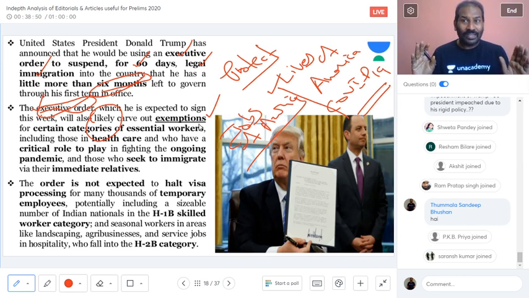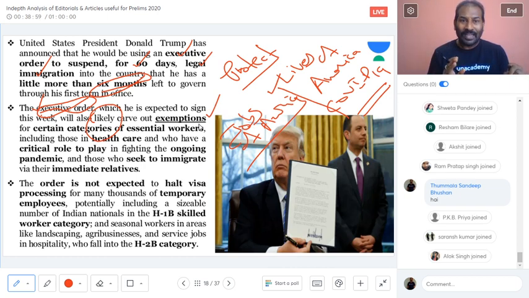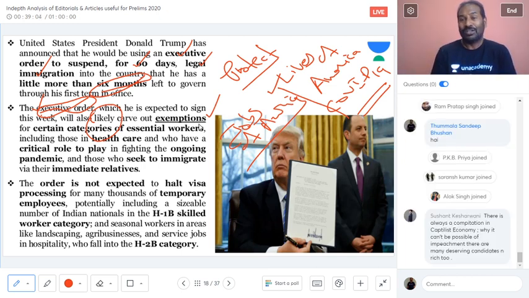That is what we can take into consideration: the kind of bilateral and diplomatic relations that India and the US have. In spite of Trump's immigration policy, there is a likeliness that there would be exemptions for certain categories of essential workers, especially in regard to healthcare, because I think someone was talking about the brains. The Indians who have the brains are working there, but ultimately they are blaming Indians that we are stealing the jobs.